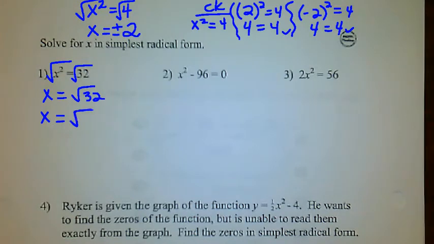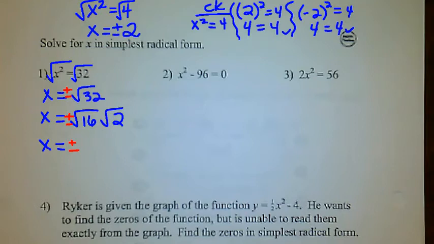Hopefully you're thinking 16 and 2. So I'll separate them. Again, the only thing you're adding now is the x equals. But the other thing we have to add is that plus or minus. Every time you take that square root, you're always going to put a plus or minus in front. So think about it. You're always going to have two answers for this.